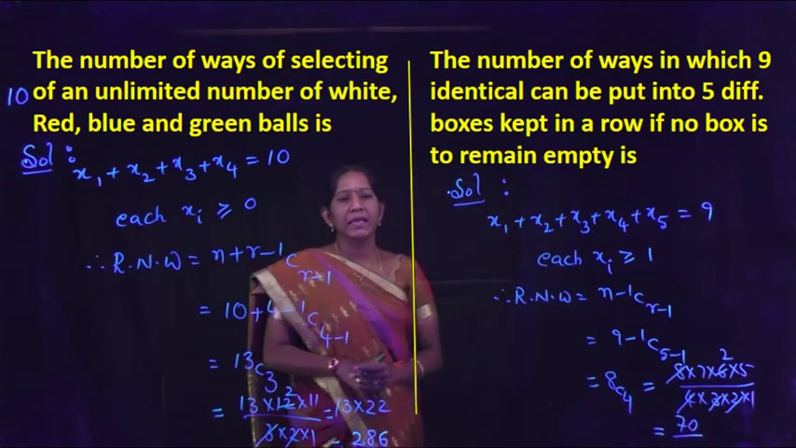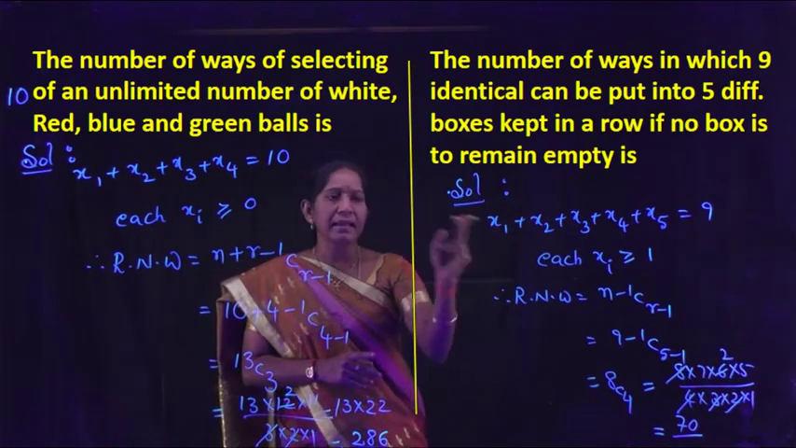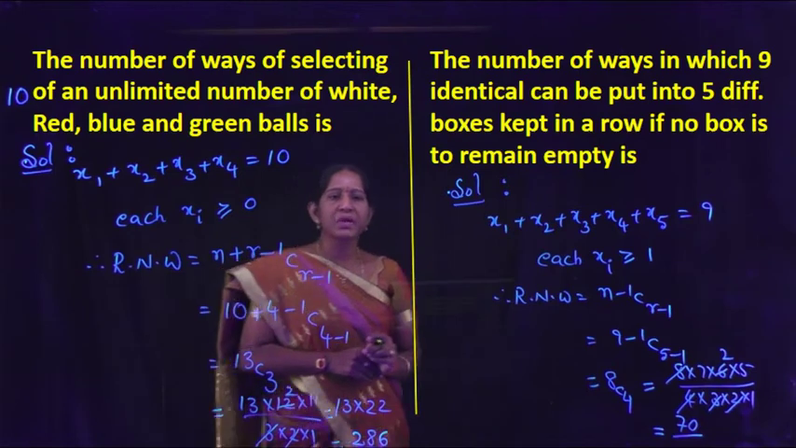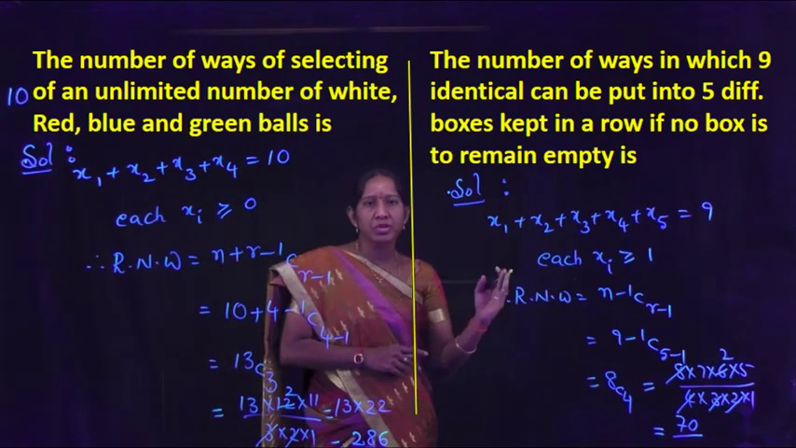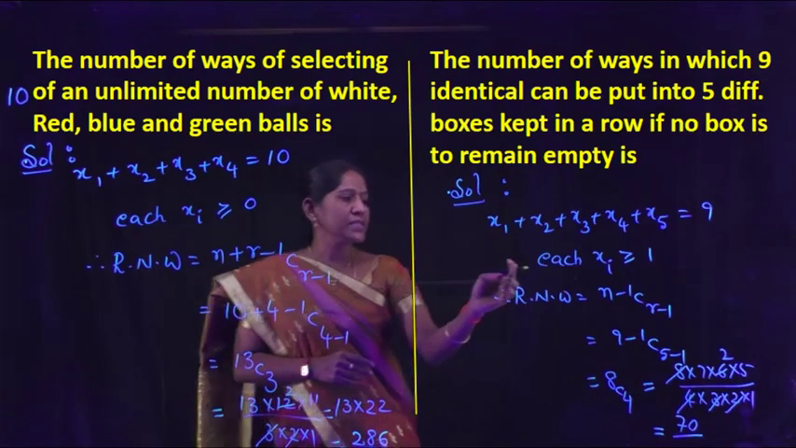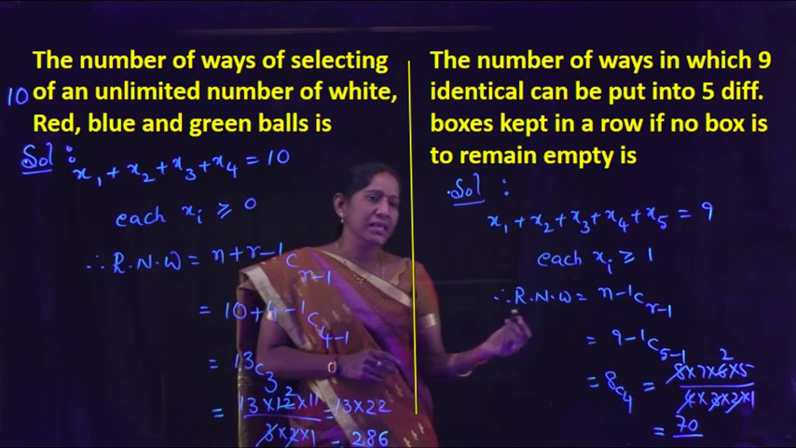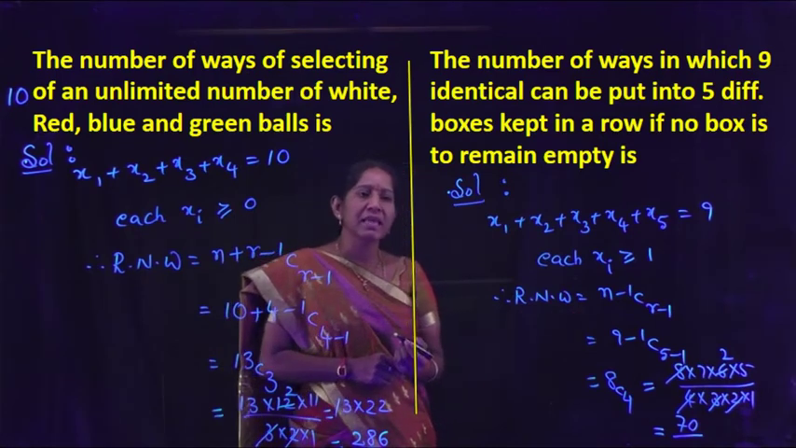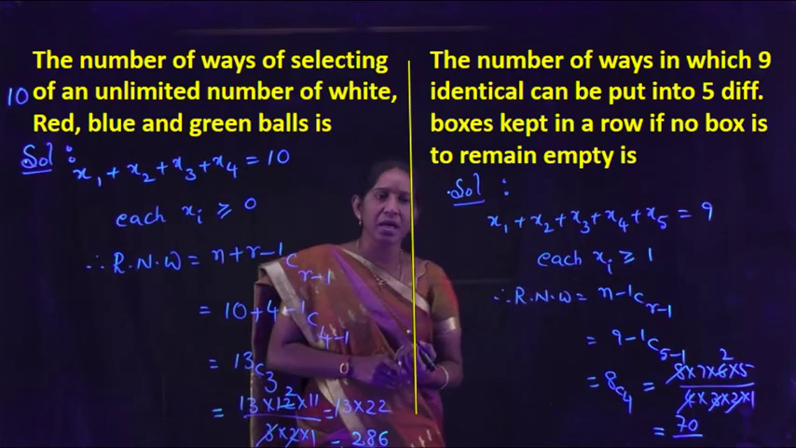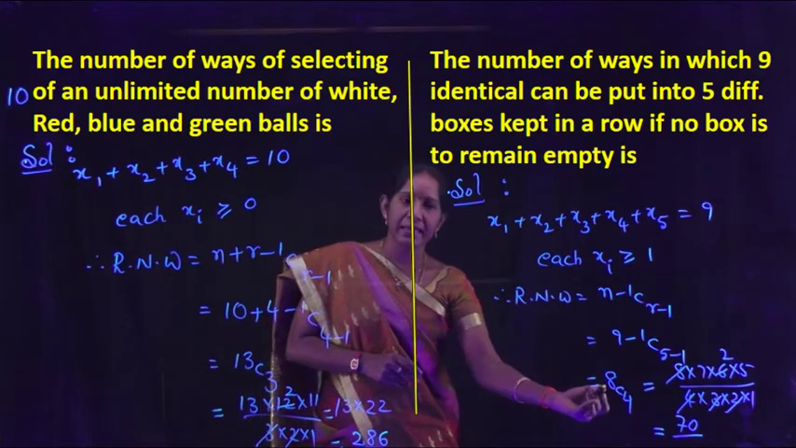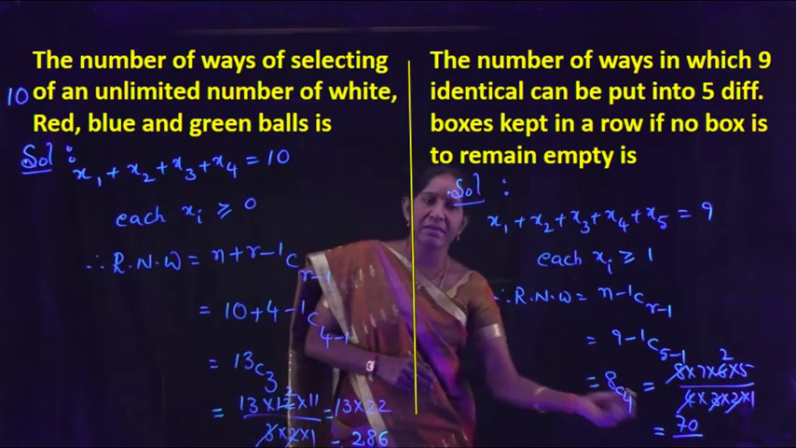So 9 identical things can be put into 5 different boxes, denoted like this: x1 plus x2 plus x3 plus x4 plus x5 is 9. No box to remain empty means each xi greater than or equal to 1. Therefore, required number of ways is n minus 1 C r minus 1. Then n is 9, r is 5 here. Put the values, then we will get 8C4. The value of 8C4 becomes 70.